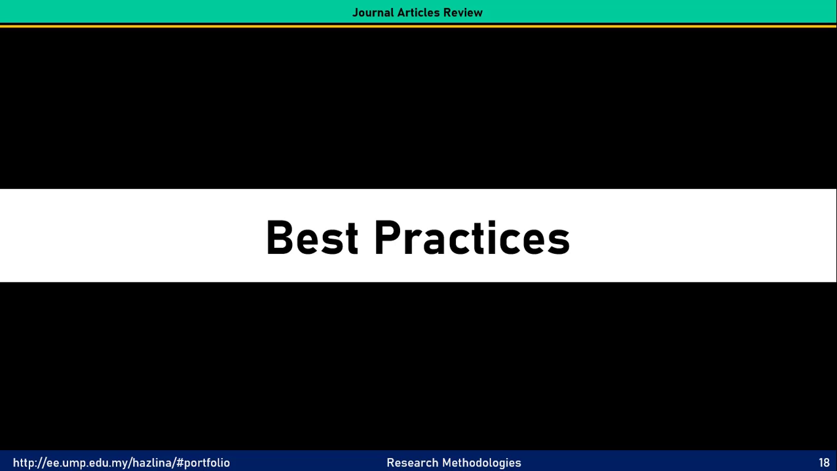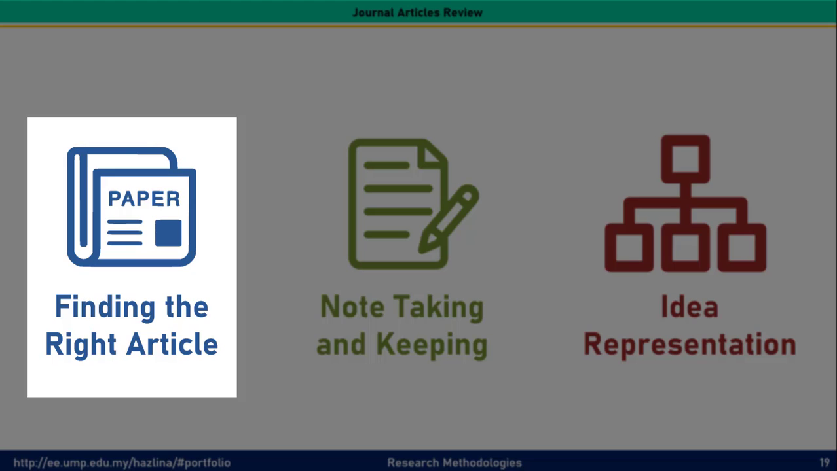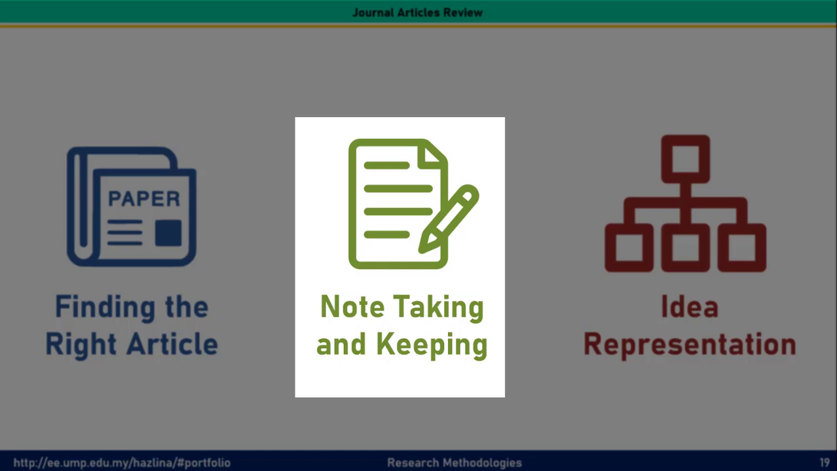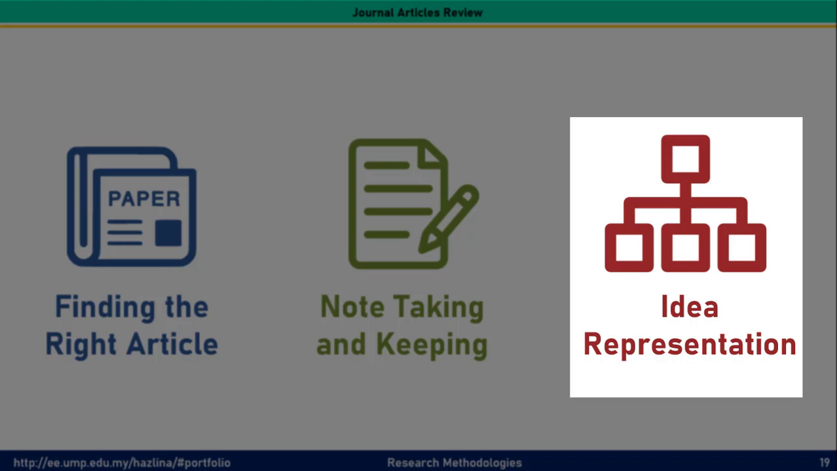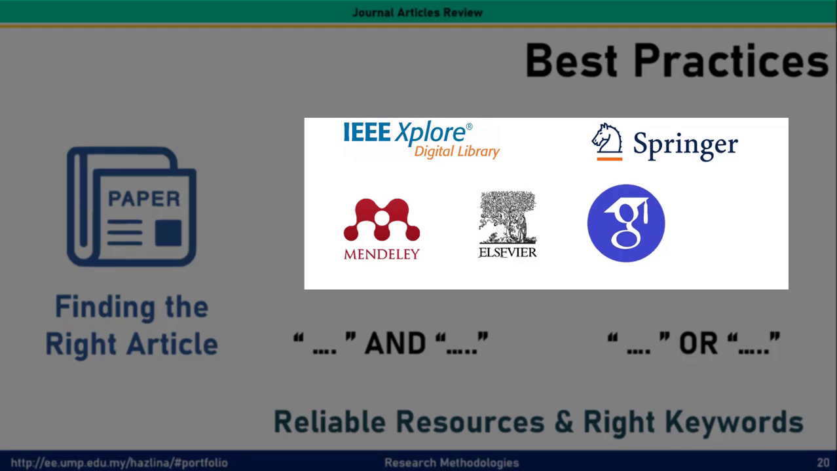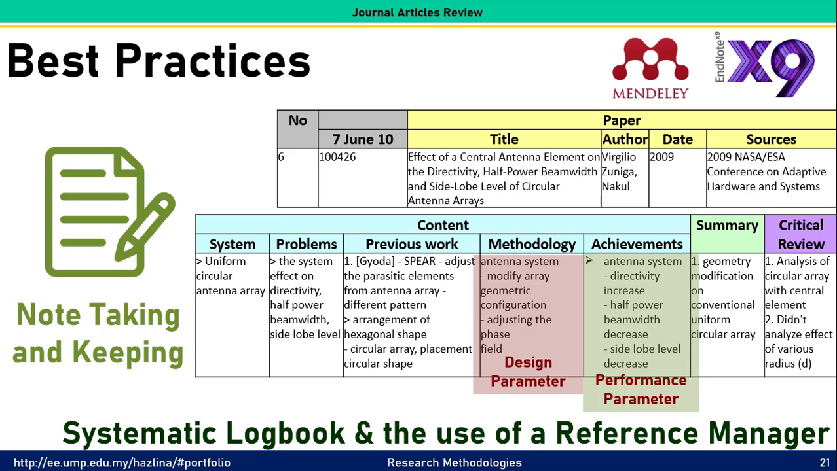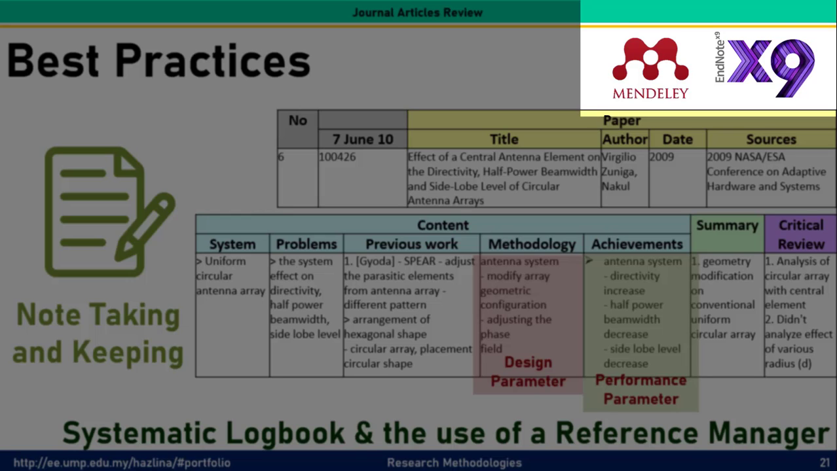Here are some of the best practices in journal article review. First is to find the right article, followed by systematic note-taking and keeping, and idea representation. You can find the right article with reliable resources such as IEEE Xplore, Springer, Mendeley, Elsevier, and Google Scholar. And remember to use the right keywords with Boolean operators such as and, or. Secondly is to practice systematic note-taking and keeping, such as having a systematic logbook and the use of reference managers such as Mendeley or EndNote.